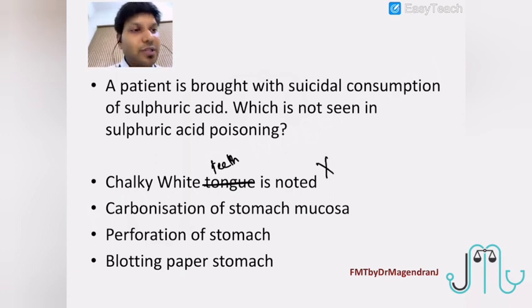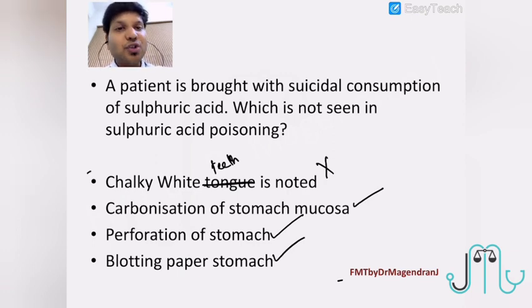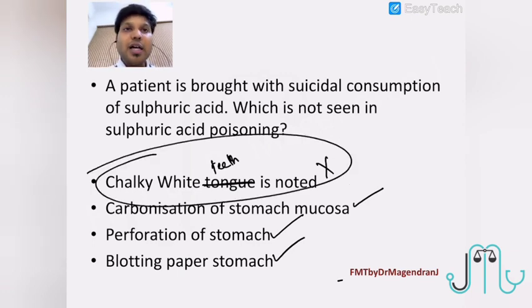Carbonization of stomach mucosa, yes, we see blackish stomach mucosa. We can see perforation of the stomach, because sulfuric acid is the most powerful acid. We can as well see the blotting paper stomach, which is so fragile and thin. So the answer for this would be option A, where the chalky white tongue is not noted, chalky white teeth is noted.